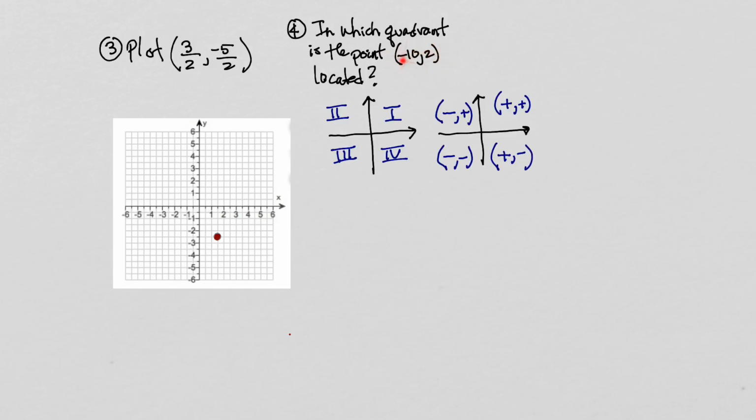So in what quadrant is this point here? Well, it's negative 10, so we know we're going to the left, and it's up. So we're going to the left and up. So this point is going to be in quadrant 2.